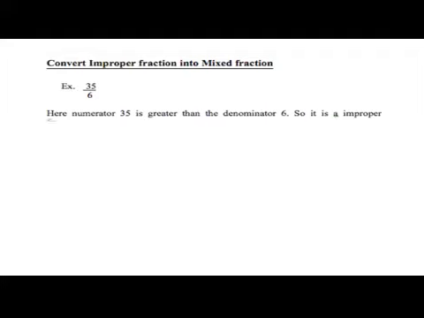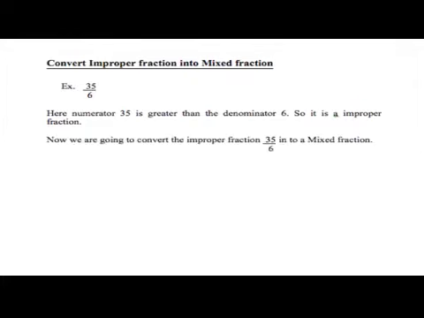Now, we are going to convert an improper fraction into a mixed fraction. For example, you can take 35 divided by 6. Here, the numerator 35 is greater than the denominator 6. So, it is an improper fraction. Now, we are going to convert the improper fraction 35 divided by 6 into a mixed fraction.